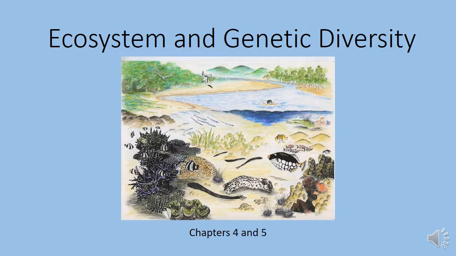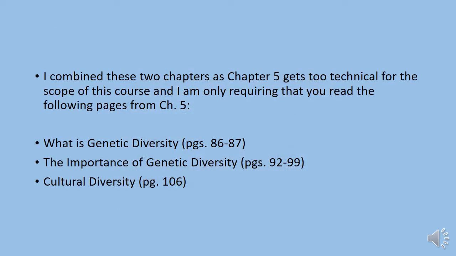So last time we talked about biodiversity in general. So now we're going to cover chapters 4 and 5, talking about ecosystem and genetic diversity. A little note about chapter 5 in the book.